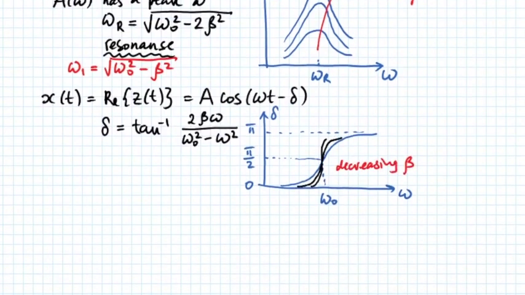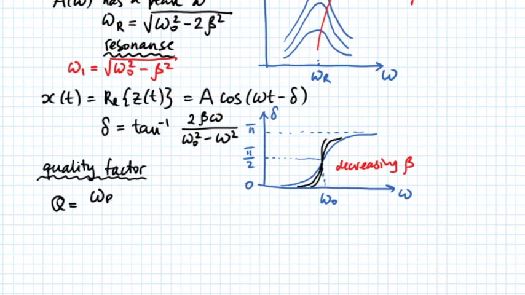Another important concept is quality factor. Quality factor is defined as a dimensionless quantity as resonance frequency omega sub r divided by 2 beta. Turns out that 2 beta is exactly the width of the resonance curve. So this formula can be rewritten as resonance frequency divided by delta omega, where delta omega is the full width of the maximum of the resonance curve.